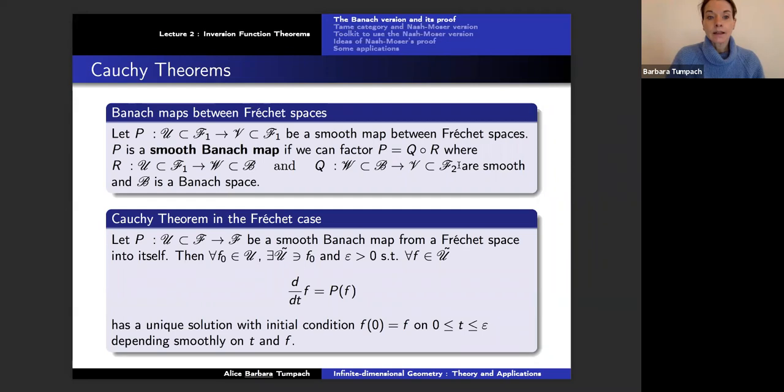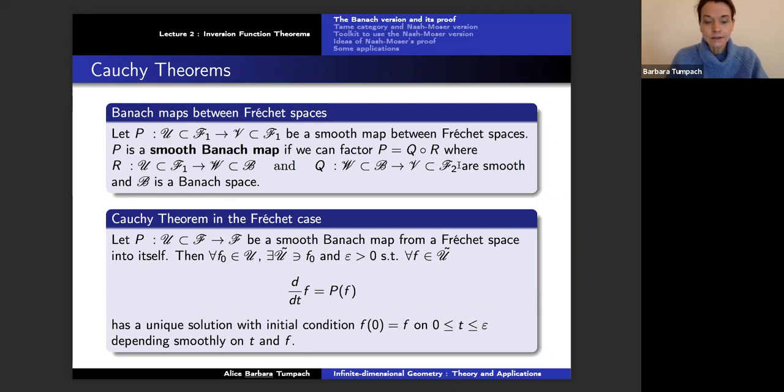And this map is the vector field on the Fréchet space F1 we want to integrate. So here, the Cauchy theorem in the Fréchet case, we have a map P. So now there's only one Fréchet space. The map P is a vector field defined on an open set U of this Fréchet space. The condition is that it's a Banach map, so it can be written as a composition of two maps with a Banach space entering the play.